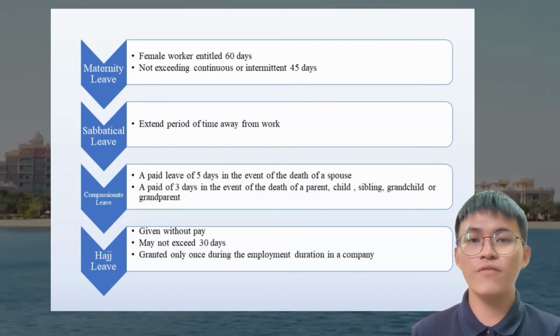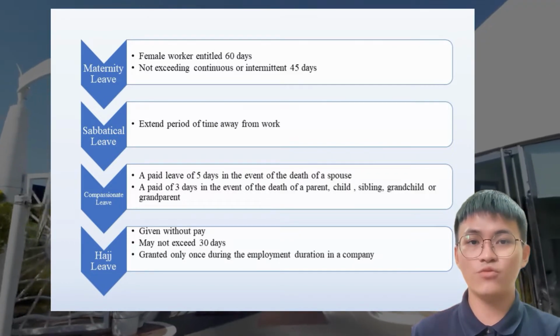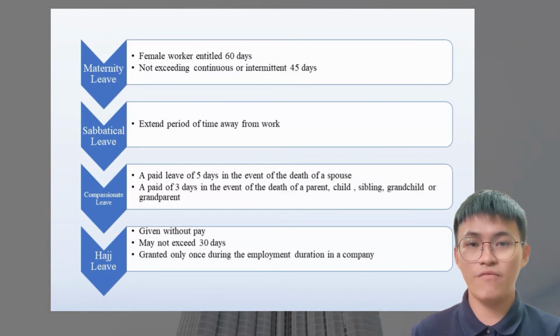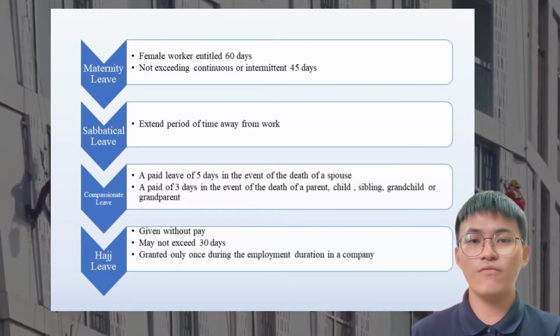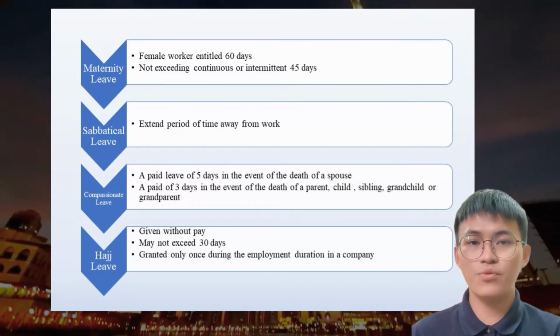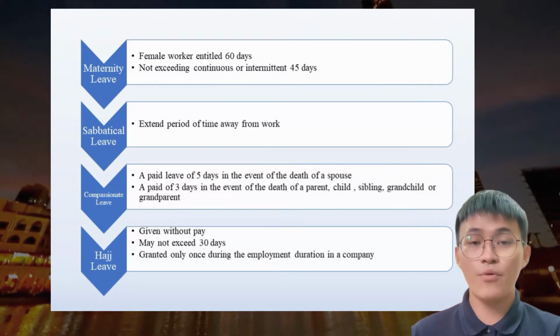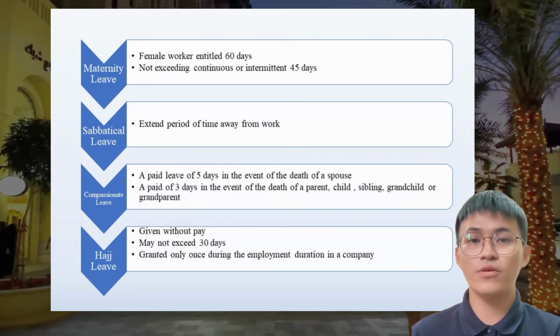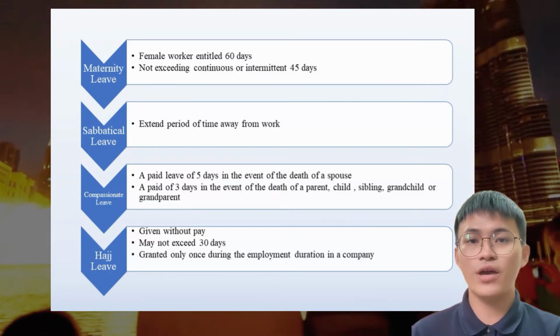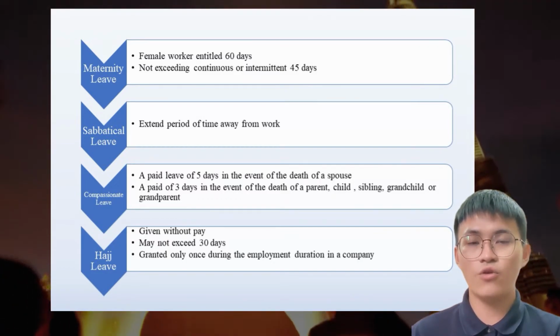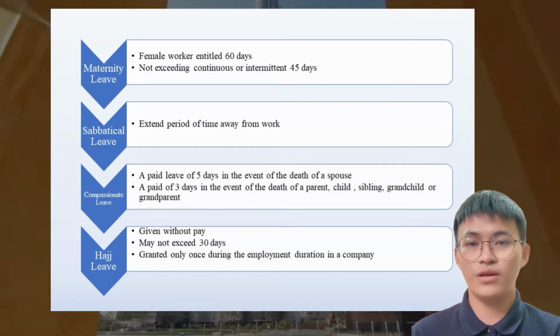For compulsory leave, an employee of the private sector is entitled to a paid leave of 5 days in the event of the death of a spouse and a paid leave of 3 days in the event of the death of parents, child, sibling, grandchild, and grandparents. Employees may be granted special leave for the performance of Hajj, provided that the leave is given without pay, may not exceed 30 days, and is granted only once during employment with the company.